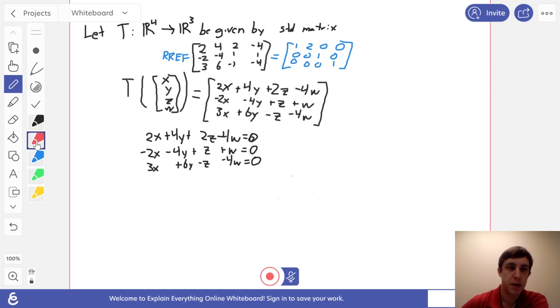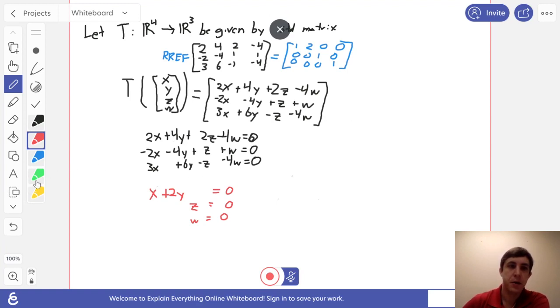So now what this tells us is that we can write a simpler system. That first row says x plus 2y should give us 0. Our second row says z equals 0. And our last row says w equals 0.